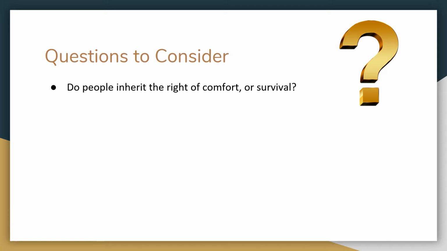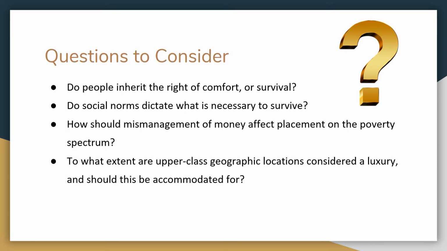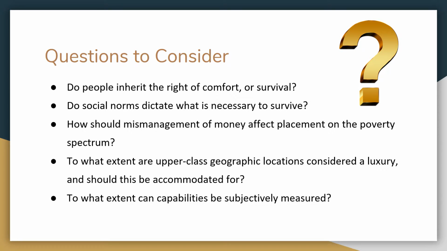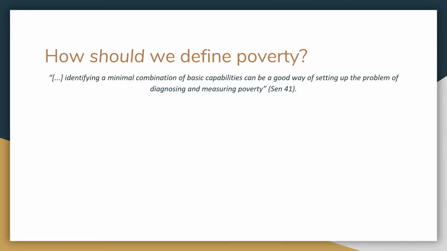Do people inherit the right of comfort or survival? Do social norms dictate what is necessary to survive? How should mismanagement of money affect placement on the poverty spectrum? To what extent are upper-class geographic locations considered a luxury, and should this be accommodated for? And to what extent can capabilities be subjectively measured? How should we define poverty?